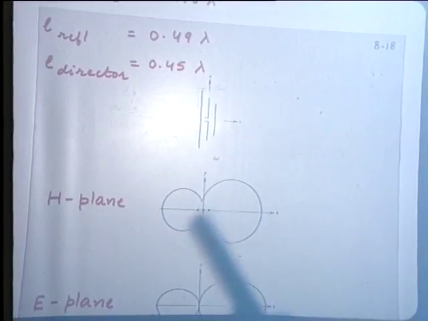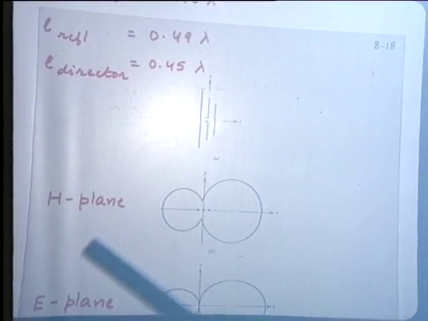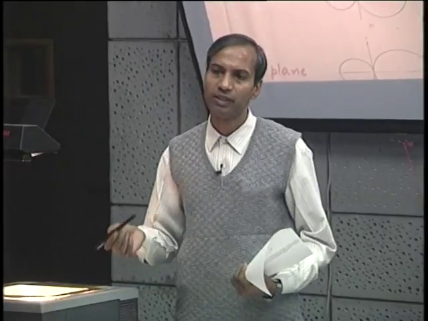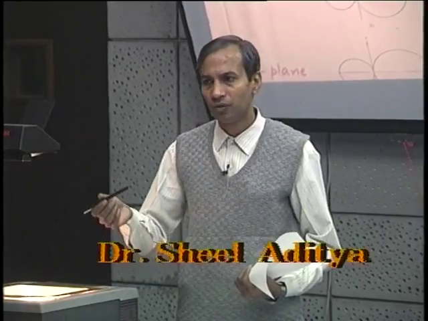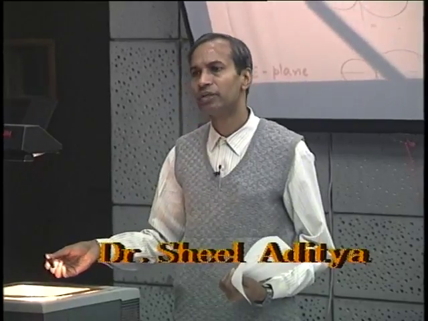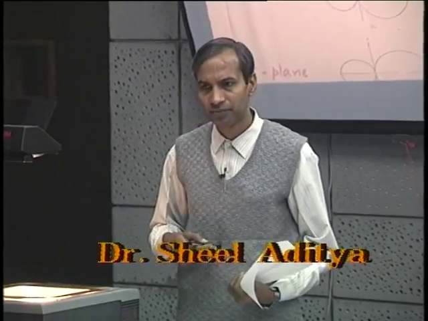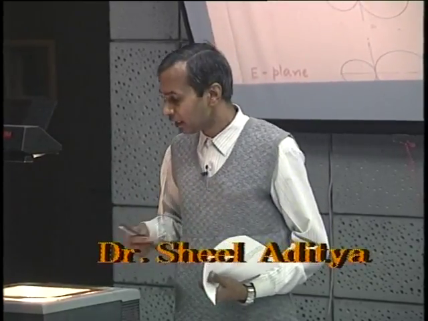Otherwise, this is the television receiving antenna, and only one antenna needs to be connected to the transmission line, only one element. The other two elements do not have any physical connection with that feeder transmission line, or the transmission line that connects this receiving antenna to the receiver. Therefore, it is so simple.